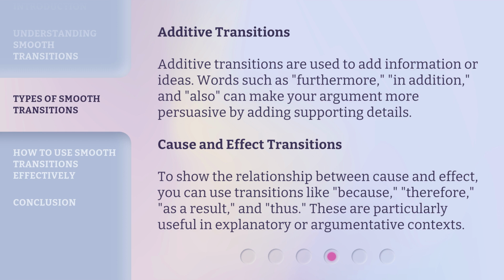Cause and effect transitions. To show the relationship between cause and effect, you can use transitions like because, therefore, as a result, and thus. These are particularly useful in explanatory or argumentative contexts.